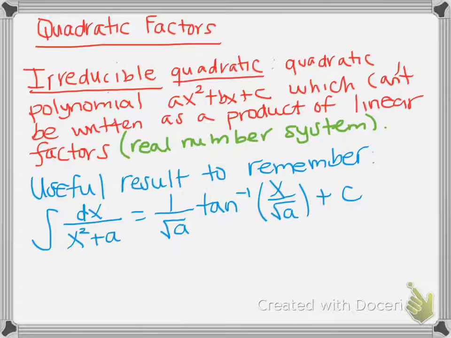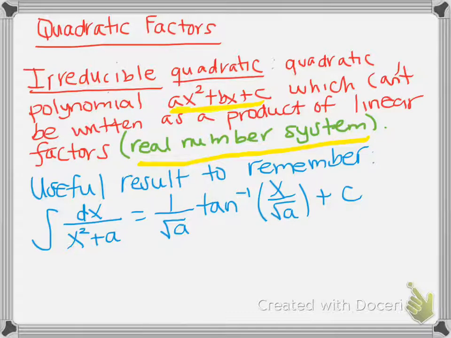And so when we're talking about quadratic factors, so irreducible, a definition here: an irreducible quadratic is a quadratic polynomial of the form, as we know, ax squared plus bx plus c, which can't be written as a product of linear factors. And we're only talking about the real number system, because if we're talking about complex, then we can write it as a linear factor if we involve imaginary numbers. But we're only talking about the real number system.